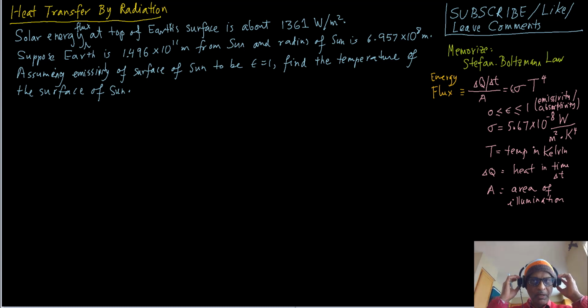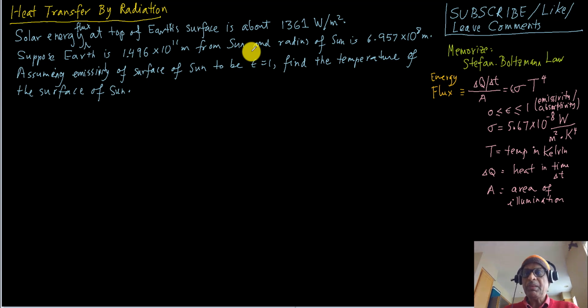Hello everyone. Today we're going to have a problem in heat transfer by radiation. So this is a very standard and very informative example where we can actually figure out, by following this with some assumption, what is the temperature at the surface of the sun. So what do we need? We need something from black body radiation.